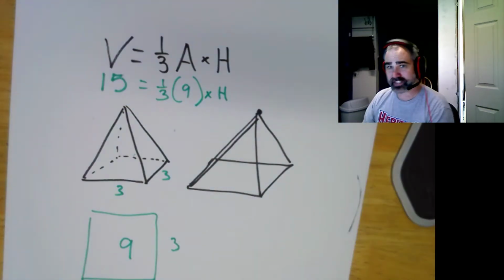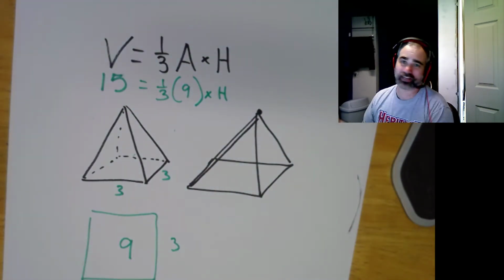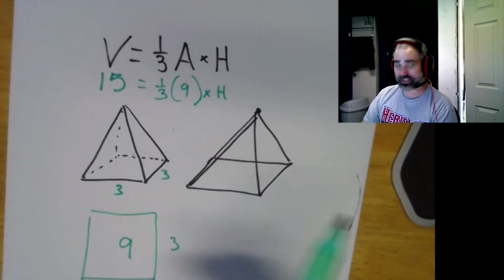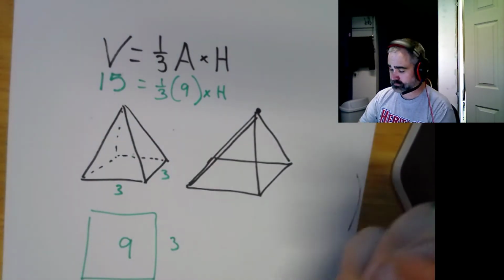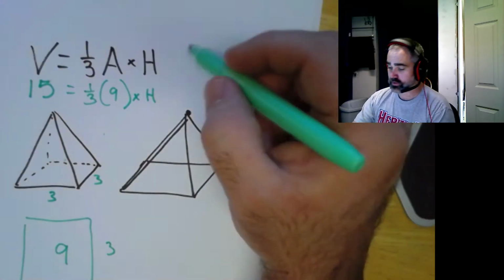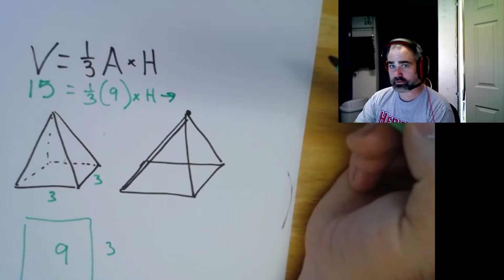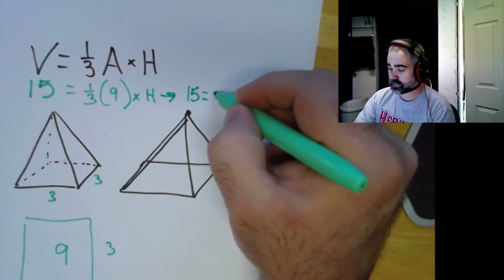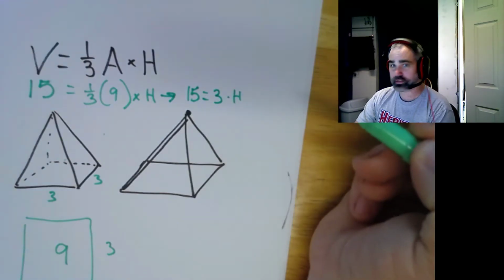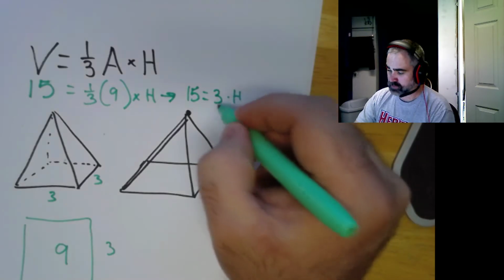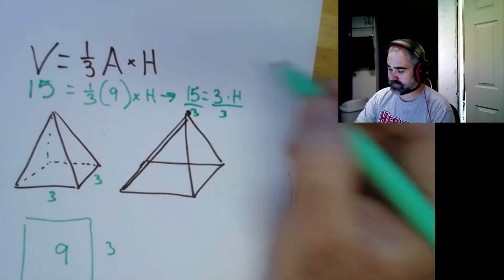Do you think you could find h? Yes, you can find h. This isn't even that tough. 1/3 times 9, that's 3. So here, let me write it over this way. So I now have 15 equals 3 times h. How do you get h by itself? Divide by 3 because it's being multiplied. And h is 5 here too.